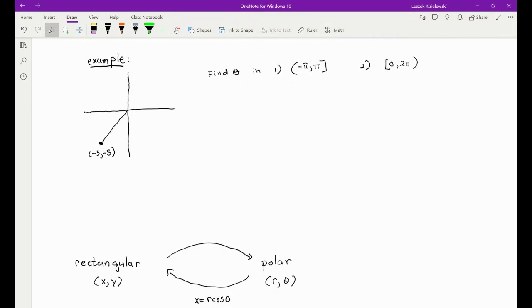So this time I have the point using rectangular coordinates, (-5, -5). So we're in the third quadrant. If I want the polar representation of this point, where my angle is somewhere in the range from negative pi to pi, right?